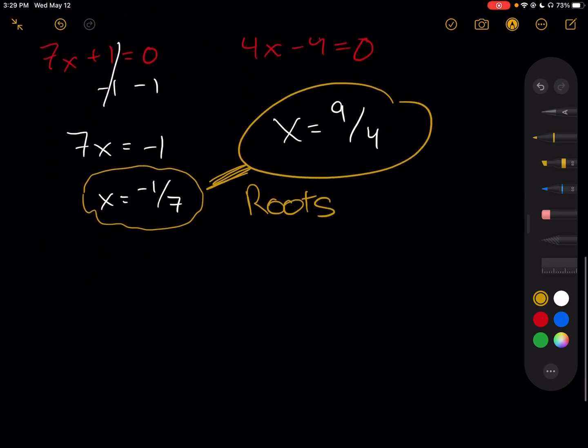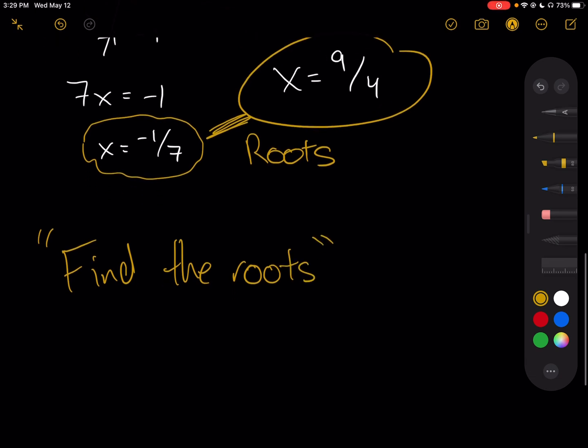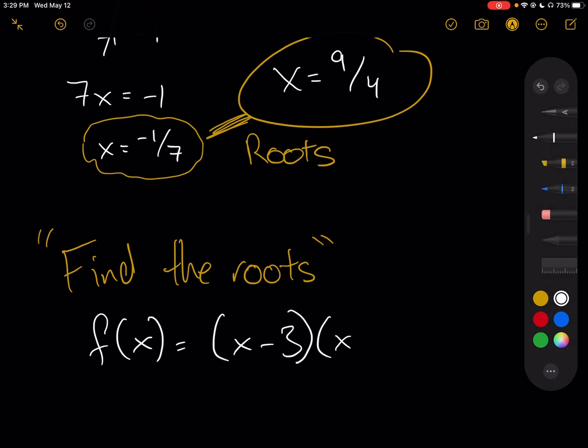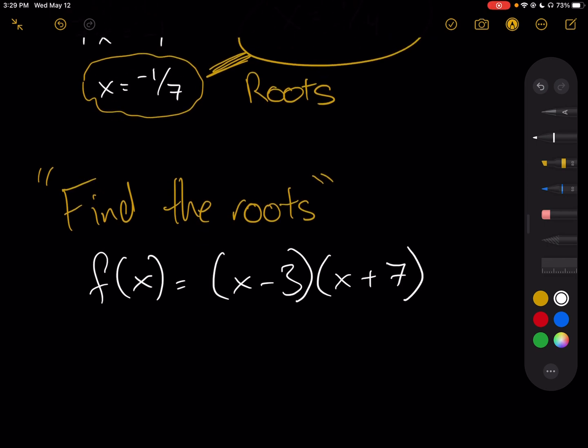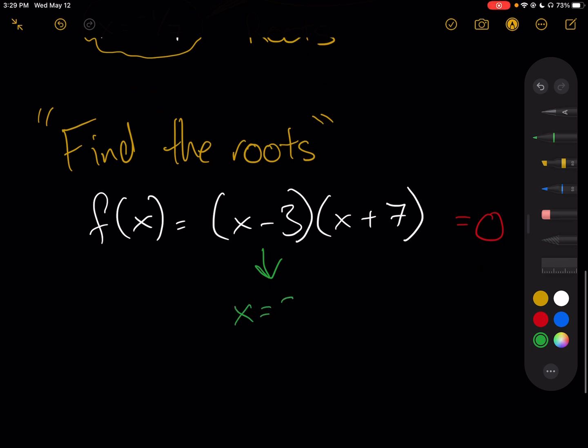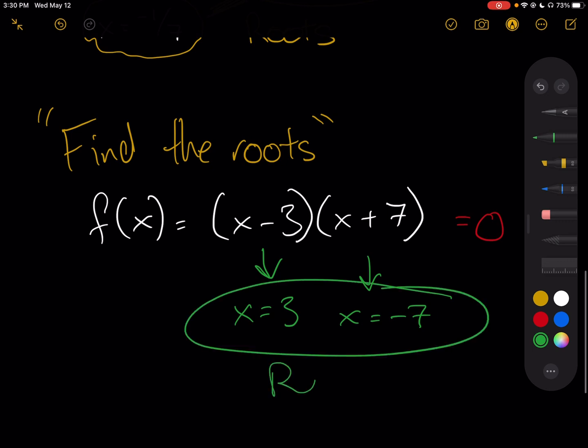So if you're asked to find the roots, what you're being asked to do is to take a polynomial function of something like, I don't know, this, to set it equal to 0, and to solve for the two values that make that the case. So in this case, x equals 3 and x equals -7. These right here would be our two roots.